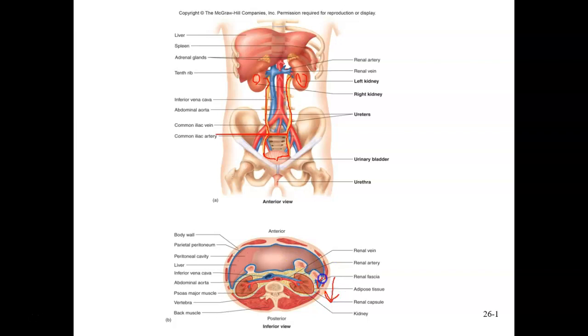Here's that blue line. I'm going to draw it red now, but here it is. And it goes all the way up around the front side here. Right. So the kidneys lie retroperitoneally.